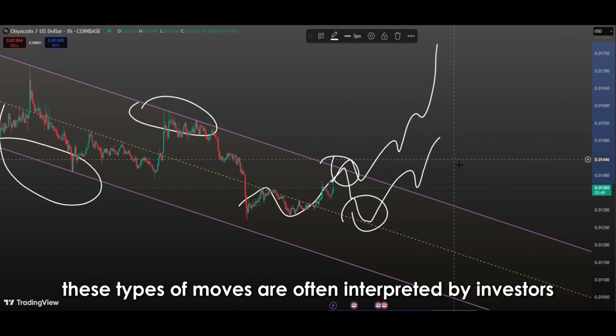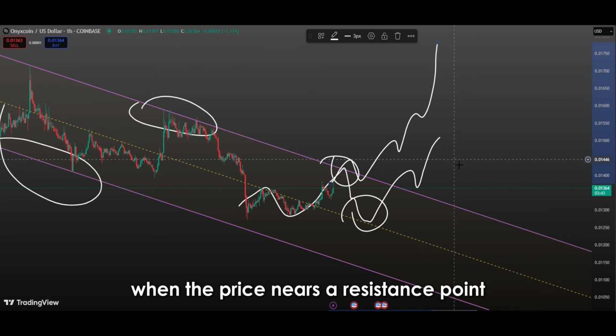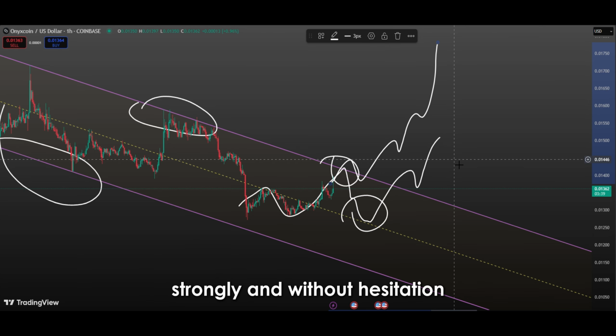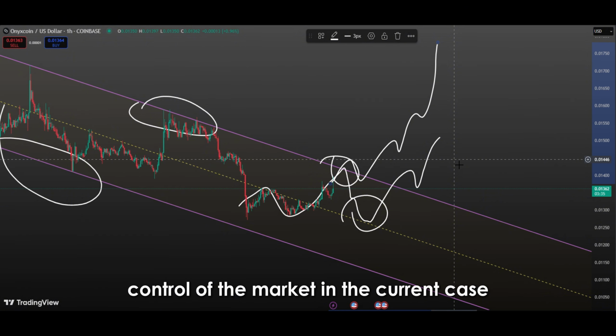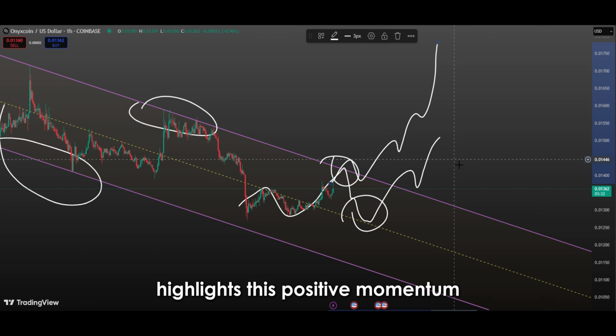These types of moves are often interpreted by investors as momentum gains. Typically, hesitation is expected when the price nears a resistance point. However, if the price reaches that level strongly and without hesitation, it shows that buyers are clearly taking control of the market. In the current case, the price's approach to the upper limit of the channel highlights this positive momentum.